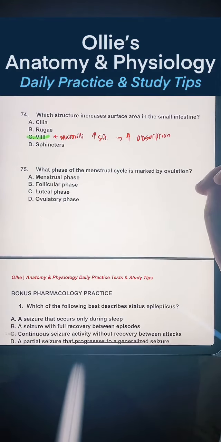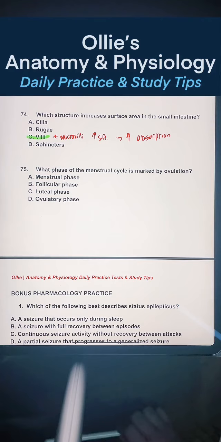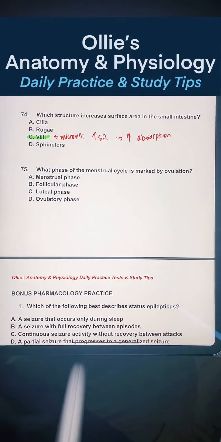75. What phase of the menstrual cycle is marked by ovulation? That's our last question for anatomy and physiology. I have some bonus pharmacology practice questions here for you guys afterwards as well. We'll go through those very quickly if you're interested. Those are bonus for sticking around to the end of the anatomy and physiology portion. So I definitely thank you guys for that. And then I'll stick around at the end just to answer some quick questions.